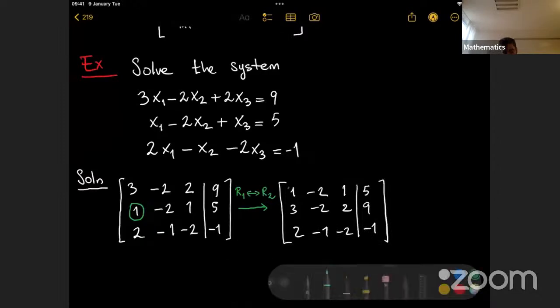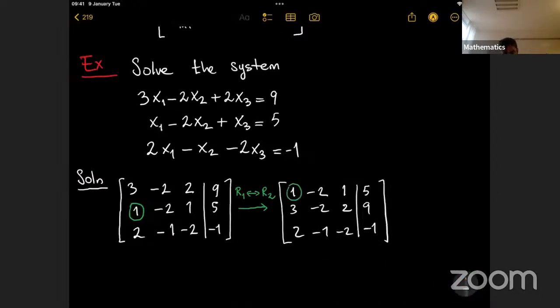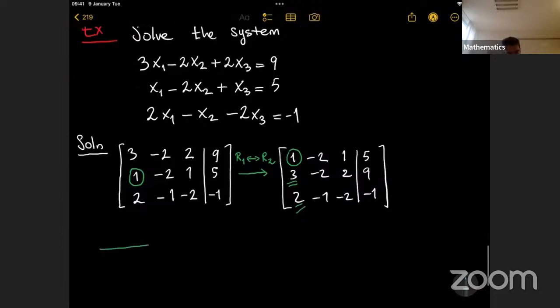Now I have a leading 1 here. This is good. Here we have 3. To get rid of this 3, I will multiply the first row by minus 3 and add to the second row. Similarly, to get rid of this 2, because below the leading 1, all must be 0, I will multiply the first row by minus 2 and add to the last row. So minus 3R1 plus R2 will go to R2.